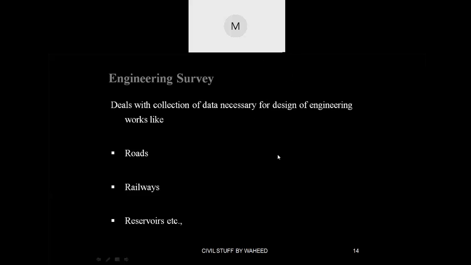In order to collect the data which is necessary for the design, suppose we are going to design roads, railways or reservoirs, then in such situations, preliminary data will be collected. Later on we will be designing it.